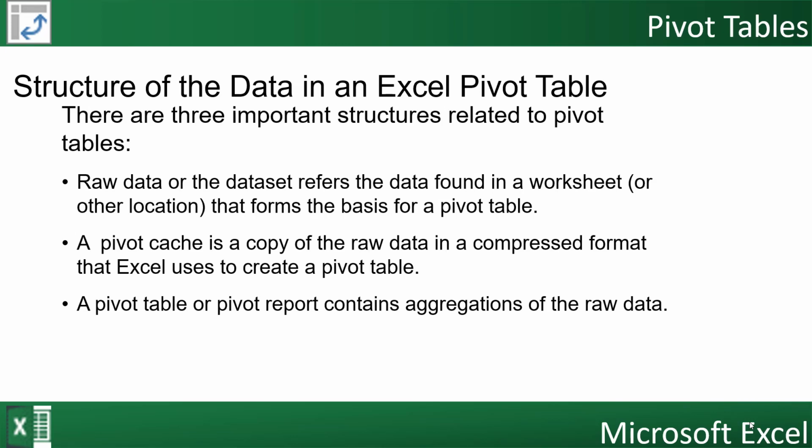Pivot tables have 3 important structures: a raw data set, a pivot cache, and the pivot table itself. The raw data set resides either in a worksheet or in an external database. The pivot cache is a hidden copy of the raw data set, which Excel uses as the basis for the pivot table. The pivot table summarizes the data in the pivot cache according to the needs of the end user of the pivot table.